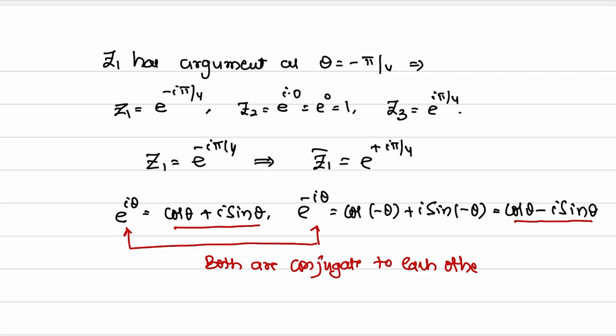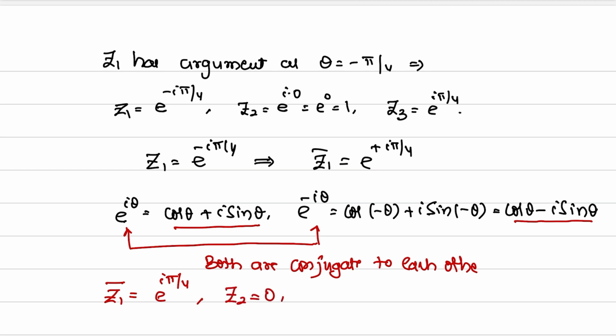Now, what is the conjugate of Z1 with the above principle? Z1 is e to the power of minus I pi by 4. Conjugate of Z1 is, minus of minus is plus, e to the power of I pi by 4.